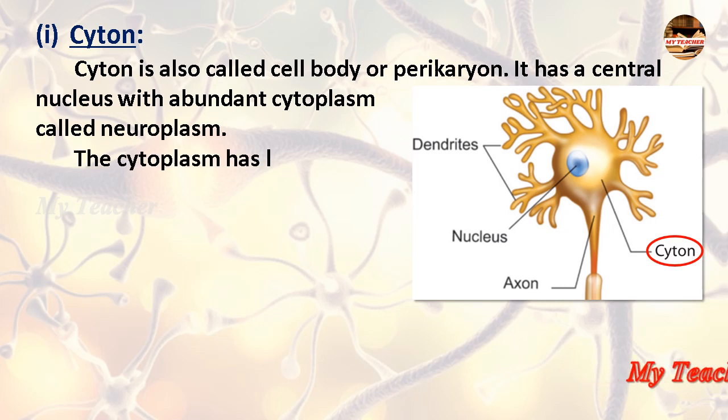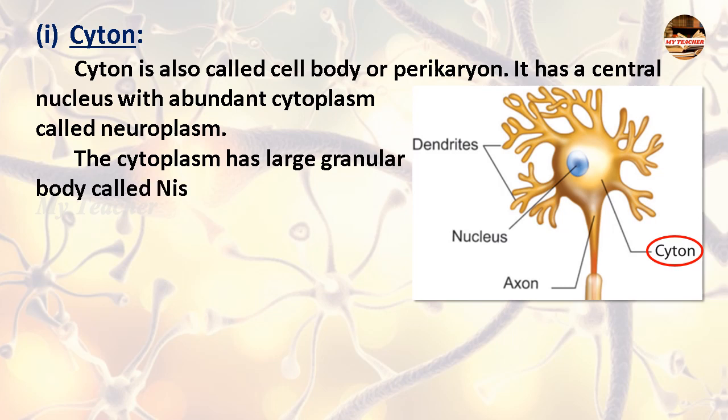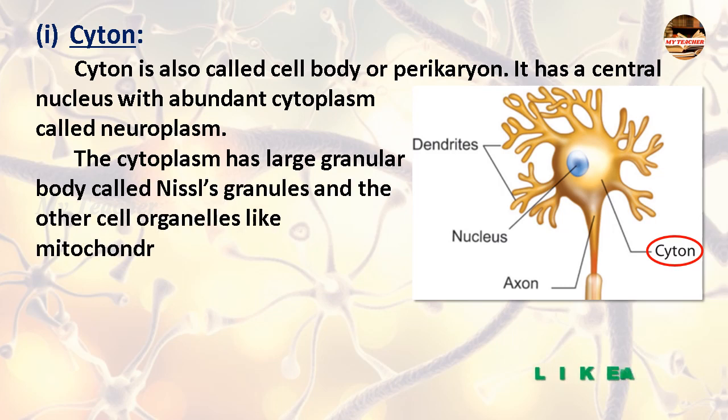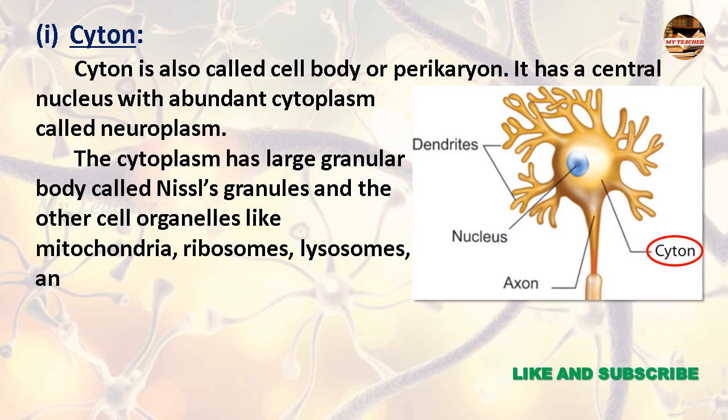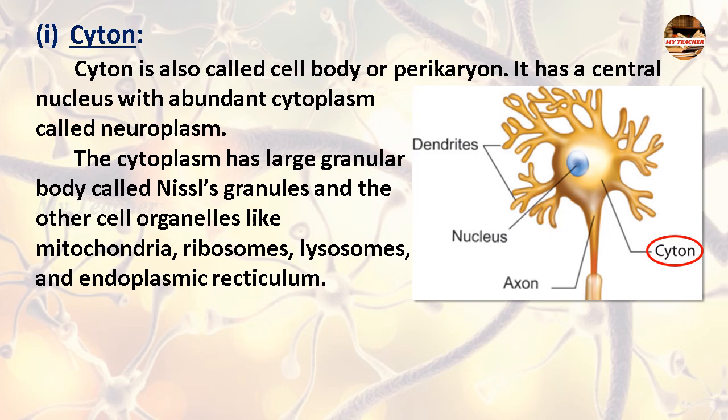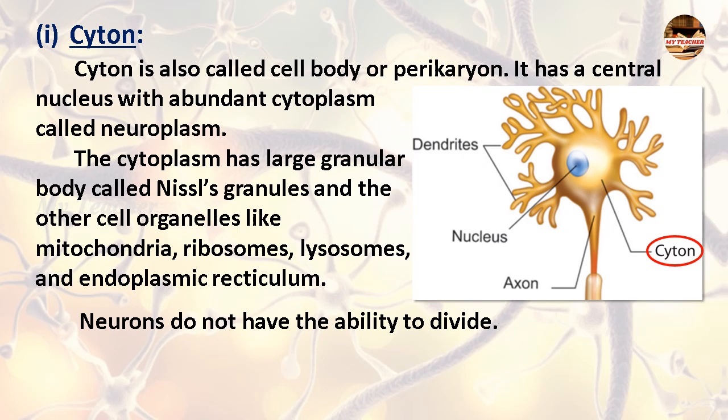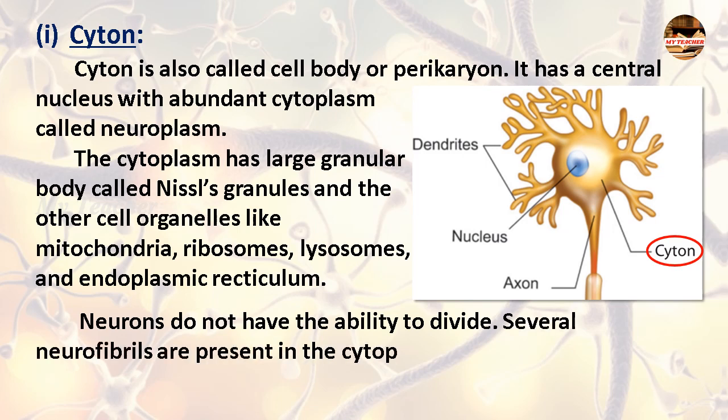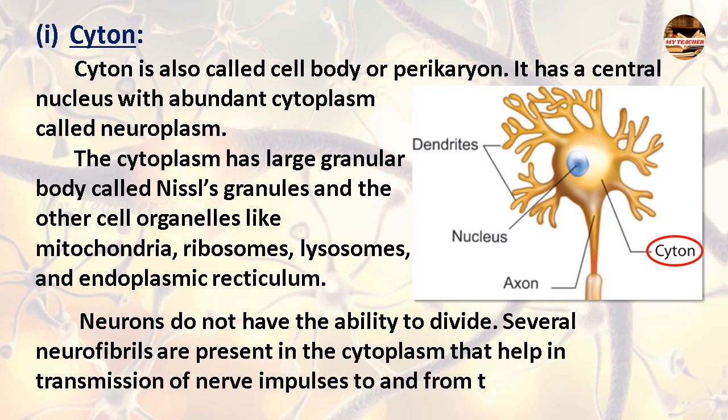The cytoplasm has large granular body called Nissl's granules and the other cell organelles like mitochondria, ribosomes, lysosomes and endoplasmic reticulum. Neurons do not have the ability to divide. Several neurofibrils are present in the cytoplasm that help in transmission of nerve impulses to and from the cell body.